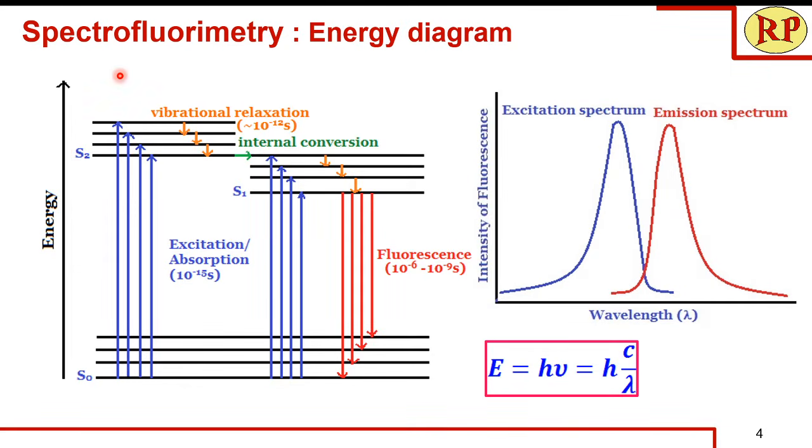We can also show S3, S4, etc. We are just restricting to S1 and S2. But when the electron moves to the higher vibrational levels, it returns back to the lower level of the excited state by undergoing vibrational relaxation. That is, it's not emitting any light, but it loses its energy in the form of heat. This we call vibrational relaxation.